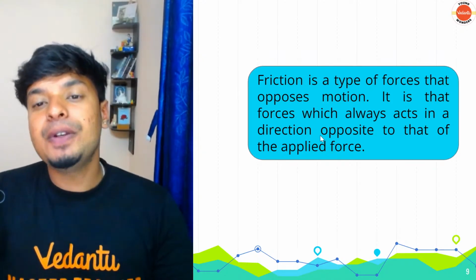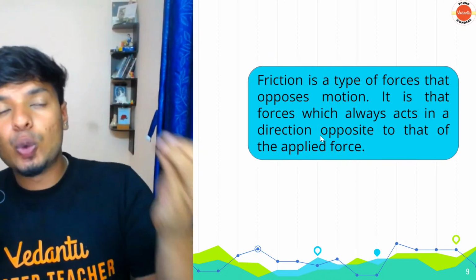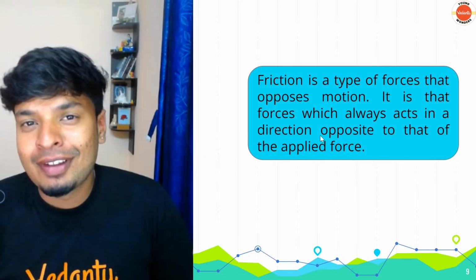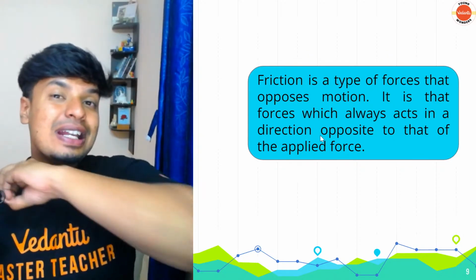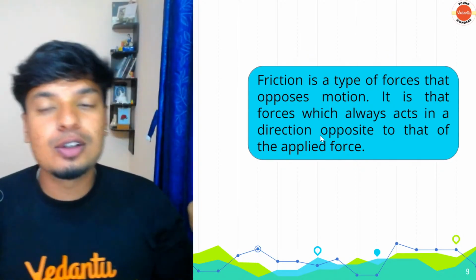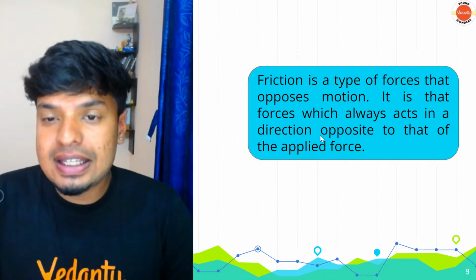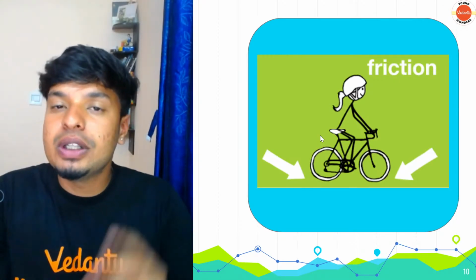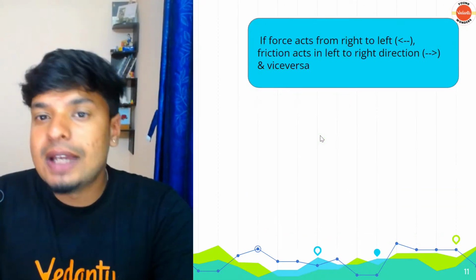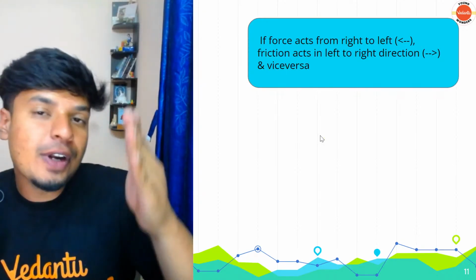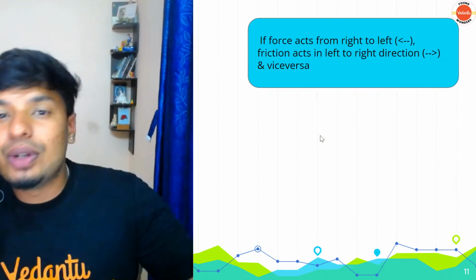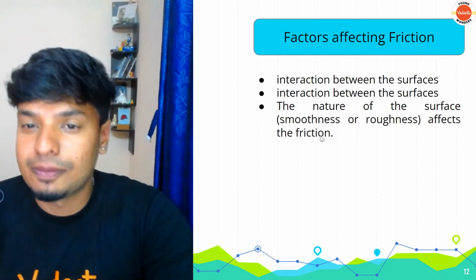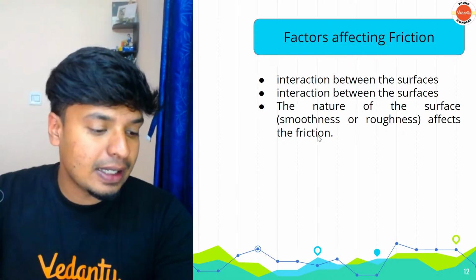So, friction is a type of force, as I told you, which opposes motion. It doesn't like objects moving. It is that force which always acts in the opposite direction to the applied force. The same thing that we have discussed. It's a contact force. It occurs between the two surfaces which are in contact. If the force acts from left to right, friction will act from right to left. It's vice versa. Now, what are the factors affecting friction? Let's learn about the factors affecting friction.